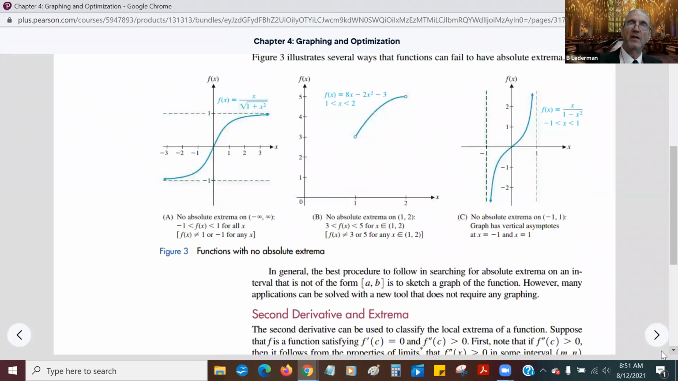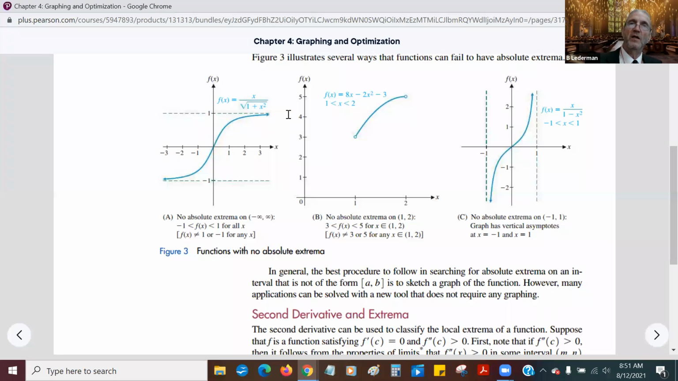Now here you see, if you have an open interval. Now we said in the extreme value theorem that the interval needs to be a closed interval. What's wrong with it being an open interval? Well, if it's an open interval, I could have a situation like this where it's asymptotic, and it's never actually a max, because it gets closer and closer to 1.